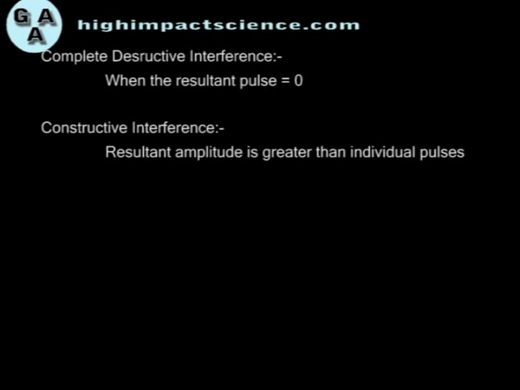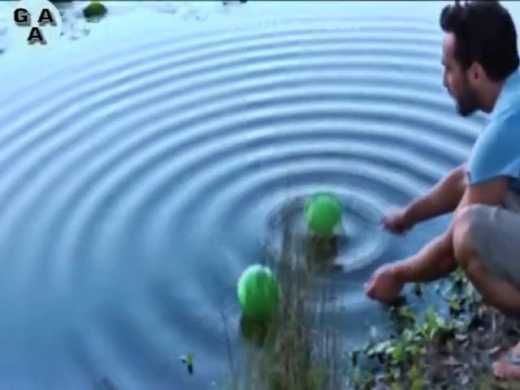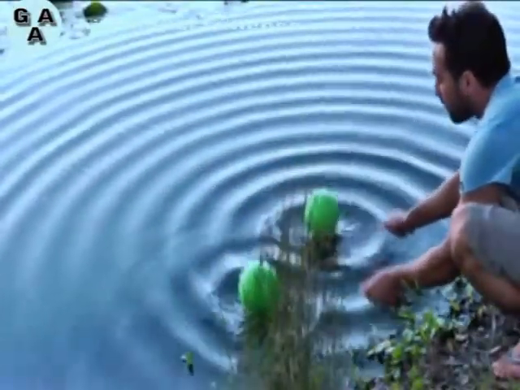Let us see some interference in water waves. If this guy generates waves from a single point, all we get is a series of circular waves. Nothing interesting there. But if we have two sources of waves, then we get some interesting patterns.